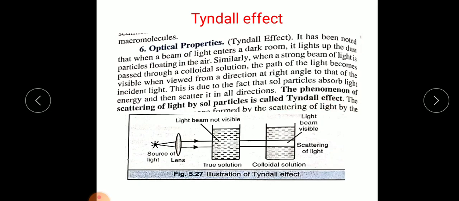So, for example, if this is a source of light, when it passes through the lens, the light is visible. Through true solutions it is not visible, but when it passes through a colloidal solution you can find the scattering of light.